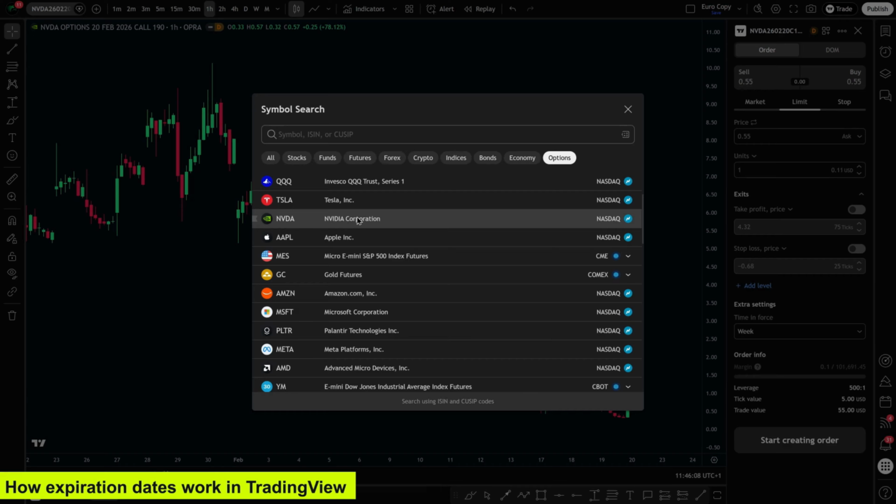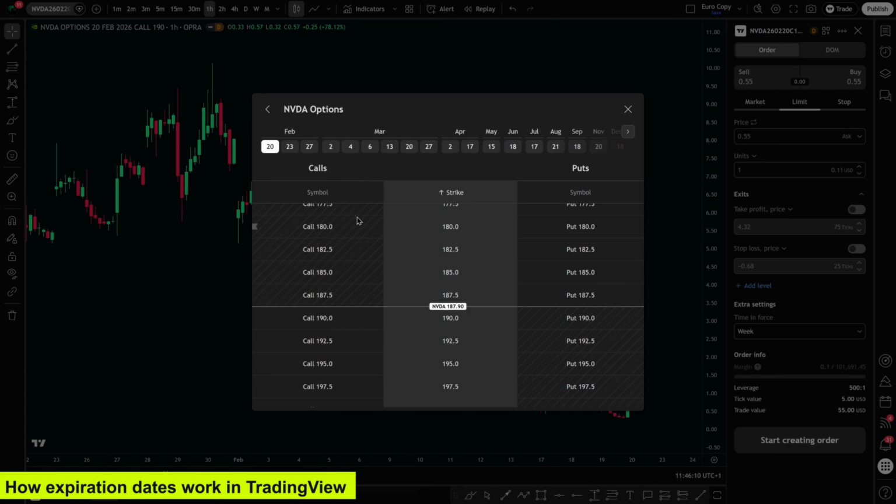Every option contract you see in TradingView comes with a specific expiration date. This expiration is the final day the contract remains active. After that date, the contract stops trading. If the option is in the money at expiration, it settles based on its intrinsic value. If it is out of the money, it expires worthless.